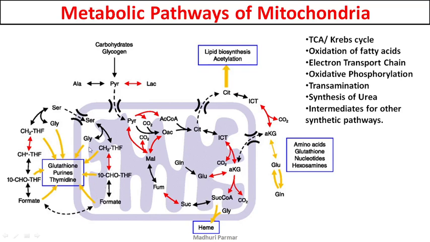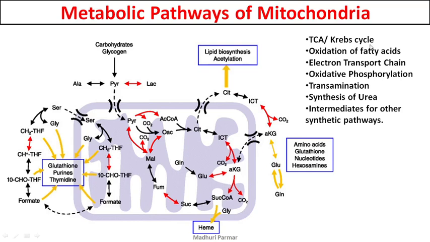Then different other synthesis also happens inside the mitochondria. Like here you can see the tetrahydrofolate, and this tetrahydrofolate is actually folic acid. Folic acid is vitamin B9. So it will be used to make glutathione, purines, thymidine, different kinds of nucleotides, different kinds of molecules. So it is not necessary that all of these will be synthesized in the mitochondria, but the mitochondria has a lot of precursors or intermediates which are used for other synthetic pathways.